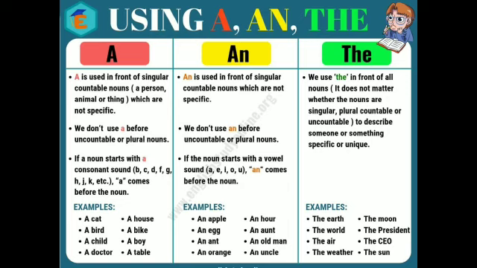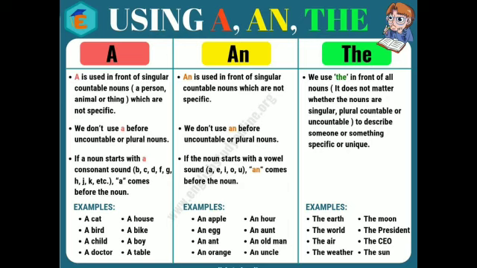Fine. Next point, a is used if a noun starts with a consonant sound. As you all know, in our alphabet there are a few vowels and the rest are consonants. So when the word is starting with a consonant sound, we use the article a with it. And if it is starting with a vowel sound, a, e, i, o, u, then we use an with it.